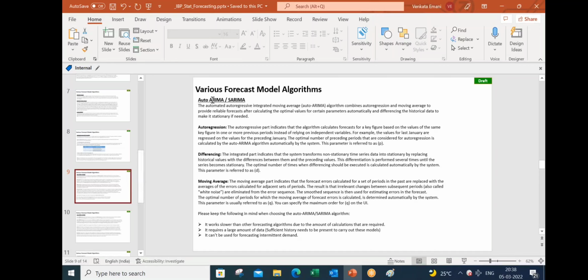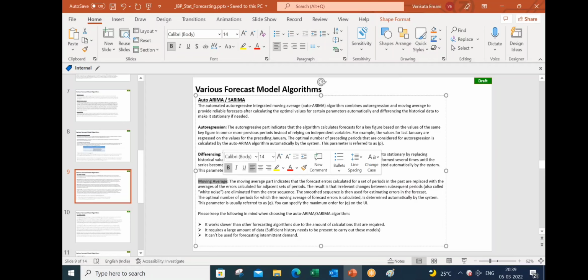So what is this auto ARIMA? Auto regression, integrated, moving average. So basically moving average, but with some auto regression and integration. So this algorithm gets split into 3 steps. At a high level, you need to understand what these algorithms do. A lot of statistics formulas are involved in the backend, but at least we need to know what this algorithm basically does. What does the algorithm do in auto regression? In differencing? In moving average? That is given here.